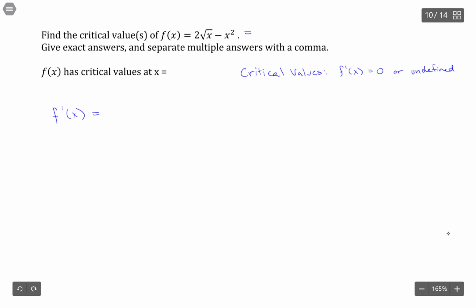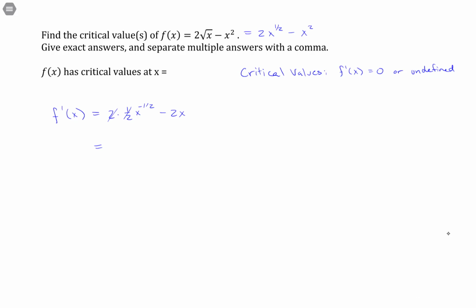And of course, it's going to be a bit easier to write this as 2x to the 1/2 power as opposed to 2 square root of x. So I'm going to bring the 1/2 down, multiply it against the 2. So that would be 2 times 1/2 x to the negative 1/2 power minus 2x. The 2 and the 1/2 cancel. So that leaves me just x to the negative 1/2 power, so 1 over the square root of x minus 2x.